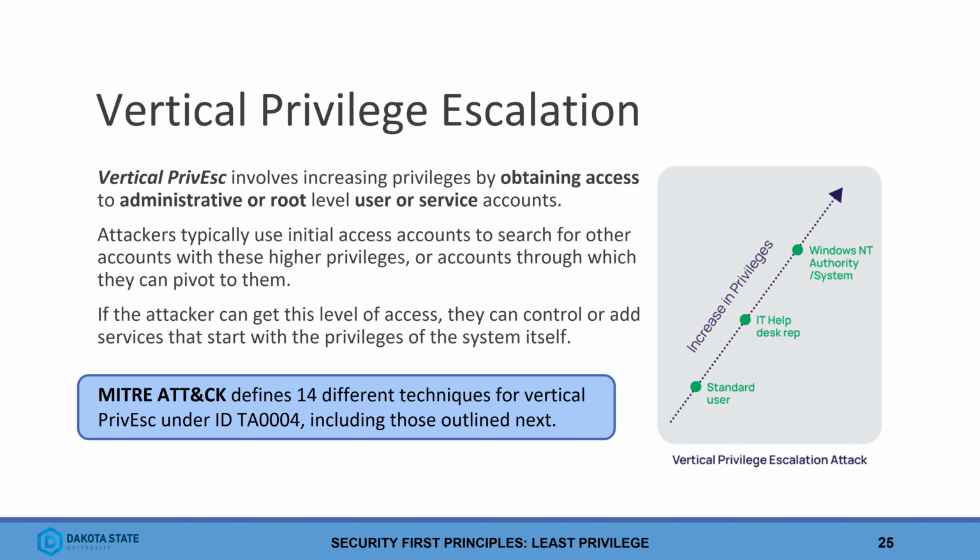They can control or add services that start with privileges of the system itself, which could be very difficult to detect or remove. As you can see in the diagram, the pivoting could potentially involve going from a standard user that they've infiltrated up to the privileges of the IT help desk rep, and then if they are an administrator themselves, to becoming the Windows NT authority, or what is now called the system account.